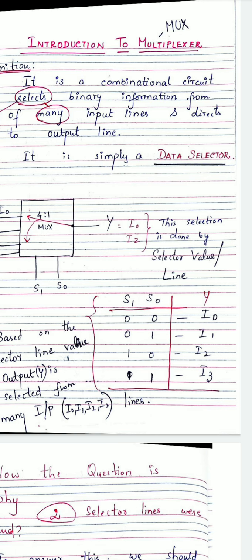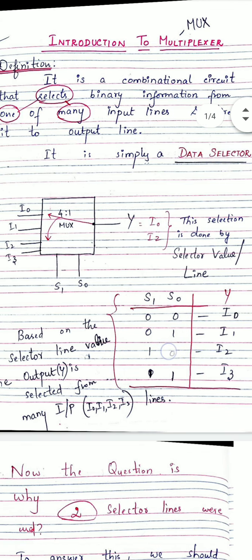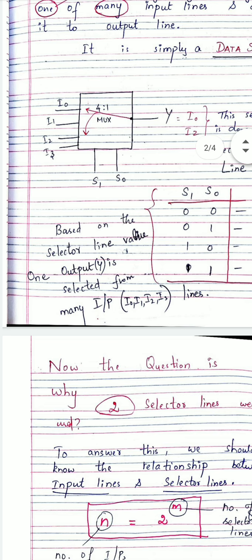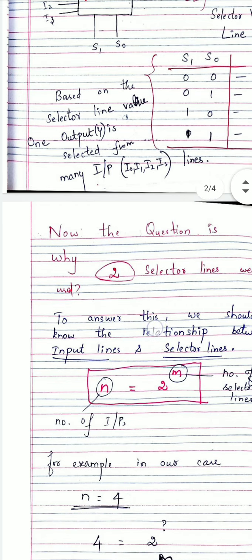Now look at the truth table. There are two selector lines. S0 is the LSB, least significant bit, and S1 is the most significant bit. Now I am using these selector lines to show how the inputs are selected. If you feed 0 0 in the selector lines, the output selected will be I0. If you feed 0 1, the output selected will be I1. Similarly for the remaining two choices. In this way, based on the selector line value, one output Y is selected from many input lines I0, I1, I2, I3. This is what is called a multiplexer.